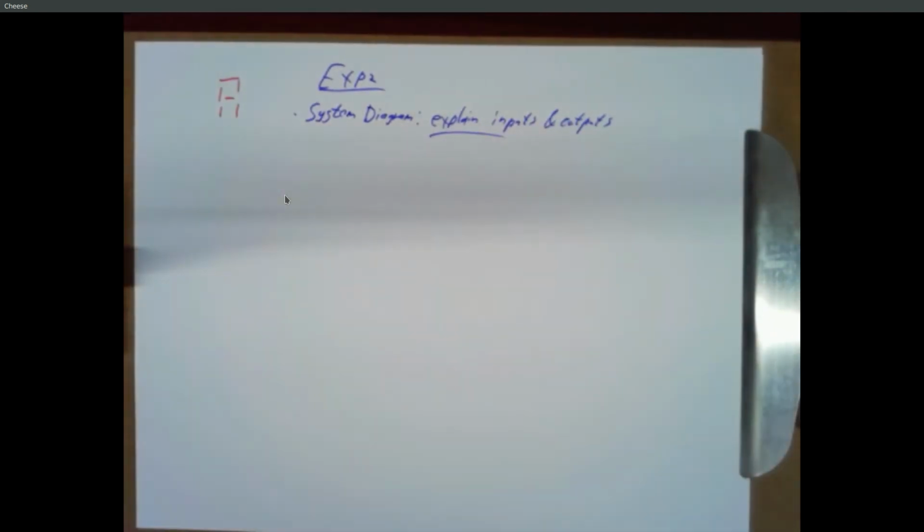So this wire is labeled A1. Well, what is A1? Is it the most significant bit of the first number? Is it the least significant bit of the second number? So you have to spell that out. So explain the inputs and outputs of your system diagram.